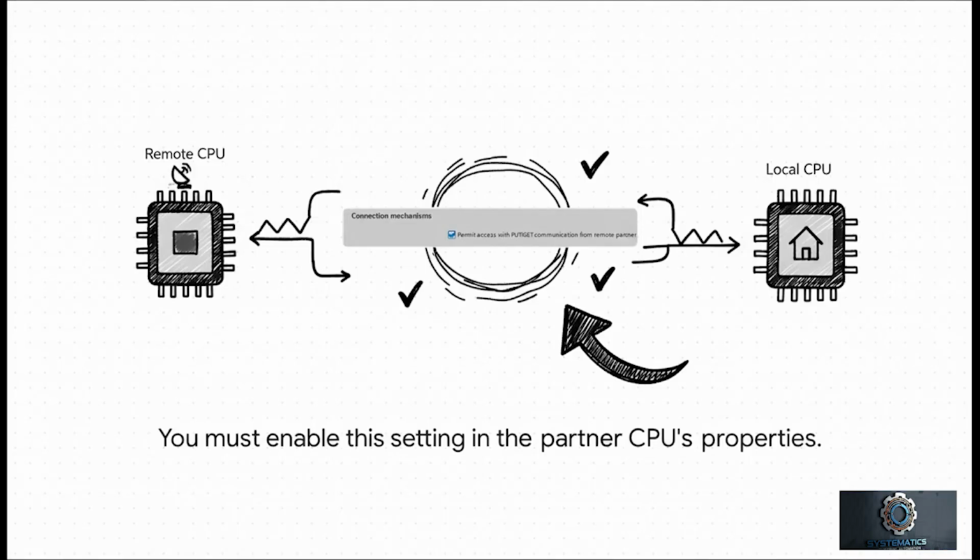Okay, everyone lean in for this one. See this checkbox? Permit access with put/get communication from remote partner? This little guy, buried in the remote CPU's properties, is the source of probably 90% of all Get instruction headaches. If you forget to check this box, it's just not going to work. Period. So, pro tip, if you're having trouble, this is the very first place you should look.